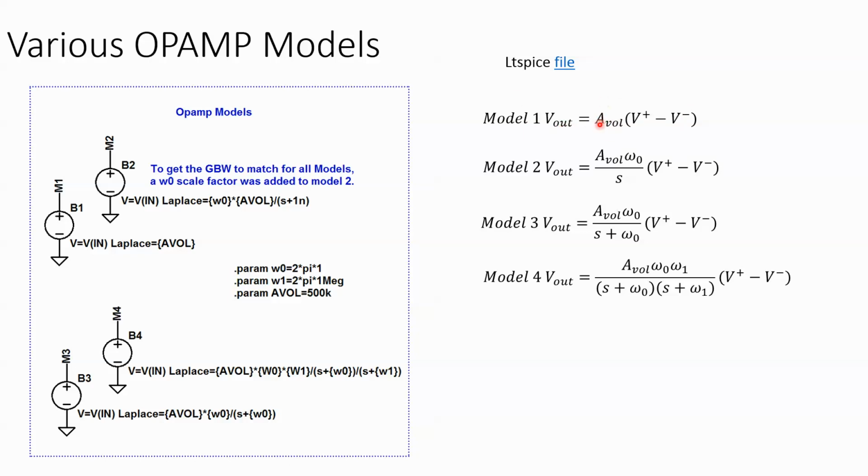The first one is just the open loop gain times the difference of the inputs of the op-amp. And see, there's no s parameter or anything, so it's just DC and it's just static. Then we have an integrator type configuration. We have a low pass type configuration with one pole, and then we have a second order and it has two poles. I keep adding these omega nots so that the gain bandwidths all line up. You can see that I programmed it here in LTspice, and we have model 1 conforms to model 1 over here, 2, 2, 3, 3.